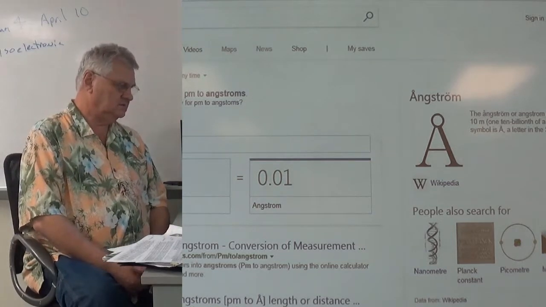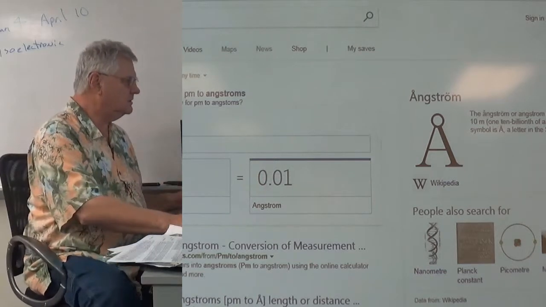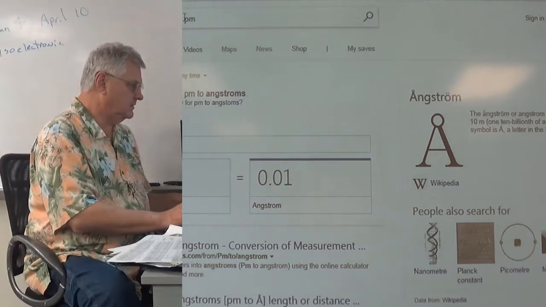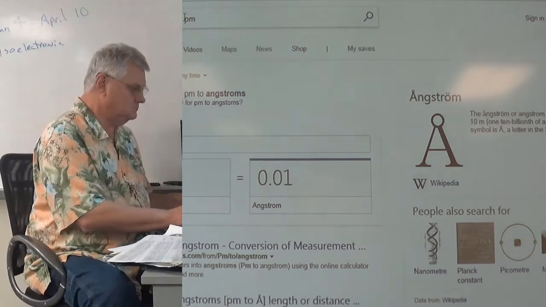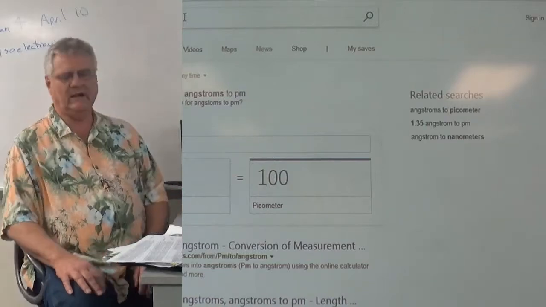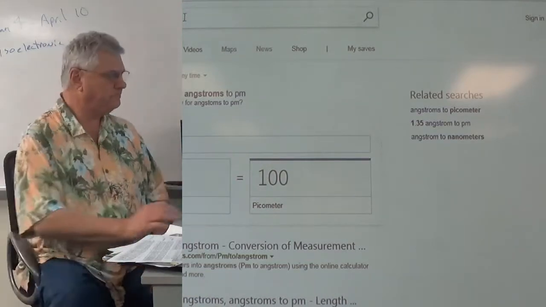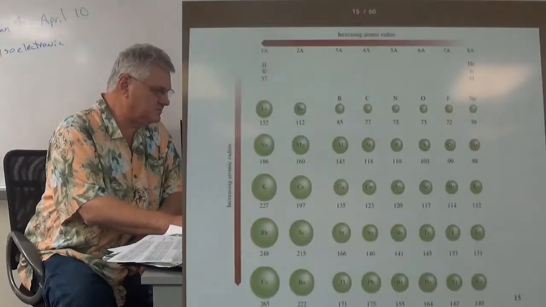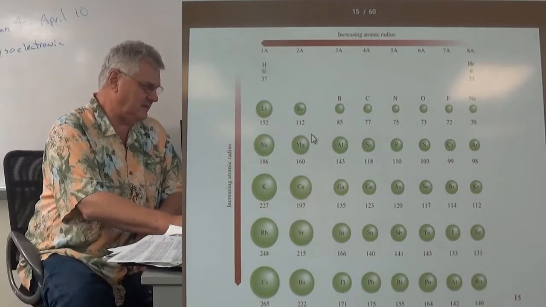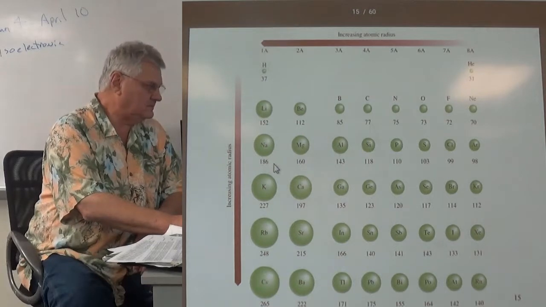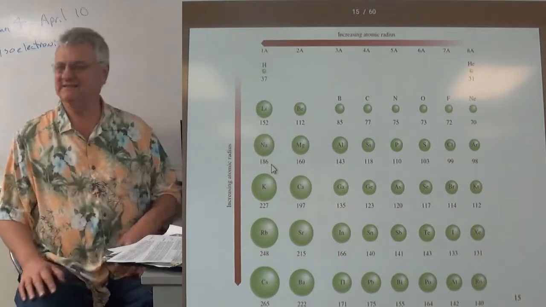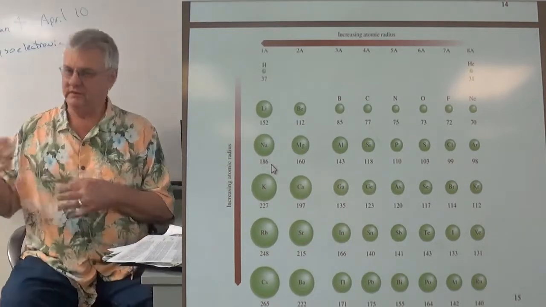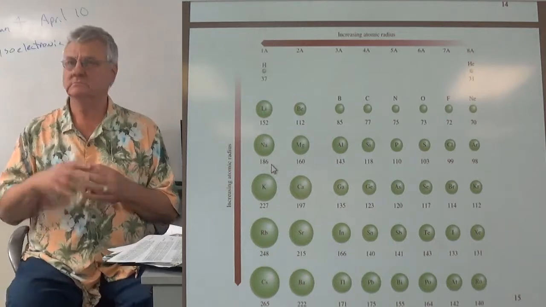1 picometer is 0.01 angstroms. Let's do it the other way, so 1 angstrom is 100 picometers. Part of the reason angstroms are used is it's convenient. You can see the radius of a sodium atom is 186 in these units. It's just a convenient unit to use. It's kind of between picometer and nanometer.